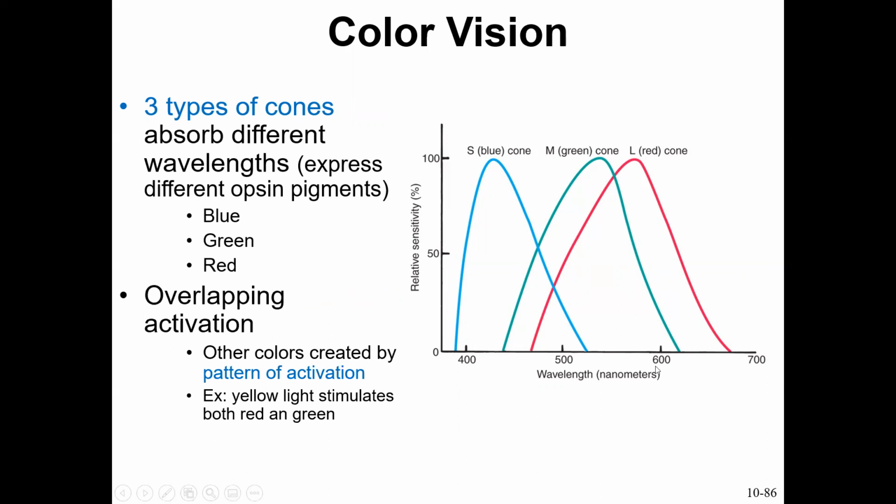So for example, yellow light, the wavelength of yellow light, is able to activate both green cones and also red cones. And that pattern of activation where you have green and red at the same time is going to be interpreted as yellow light. Again, a pattern of activation where you're activating more than one of the photoreceptors at the same time. That combination of the two is going to be coded for other different colors.